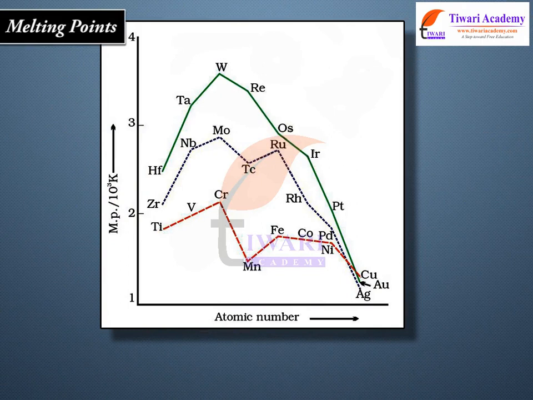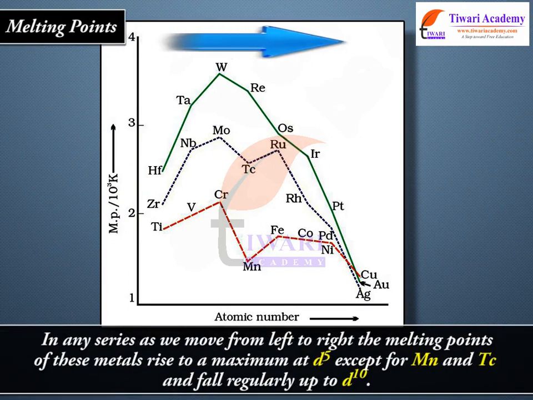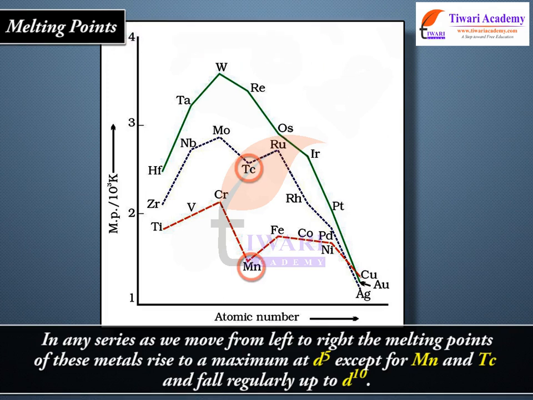Melting points. In any series, as we move from left to right, the melting points of these metals rise to a maximum at d5, except for Mn and Tc, and fall regularly up to d10.